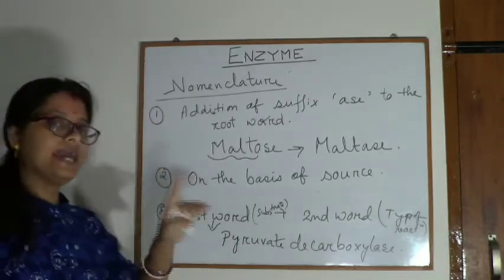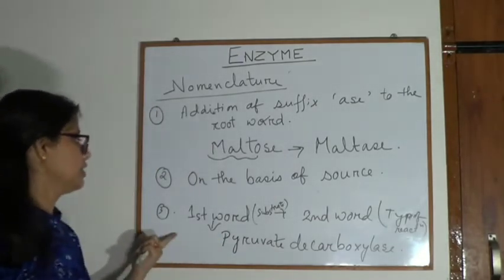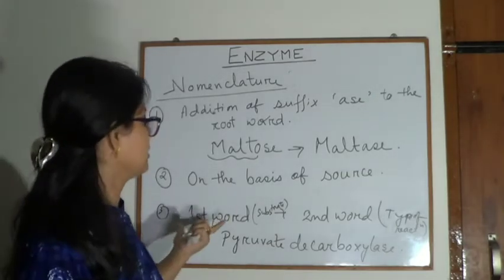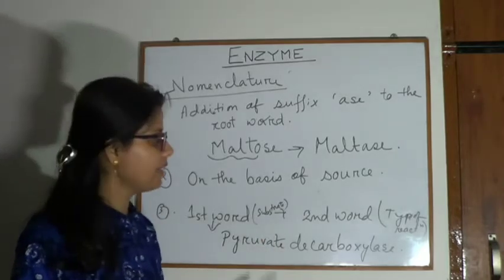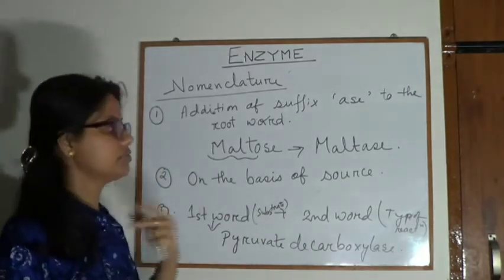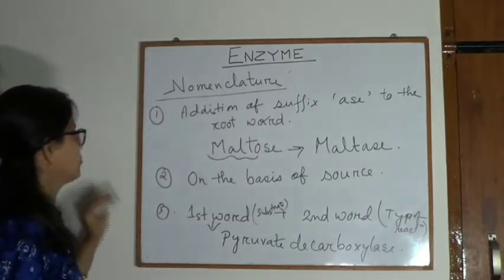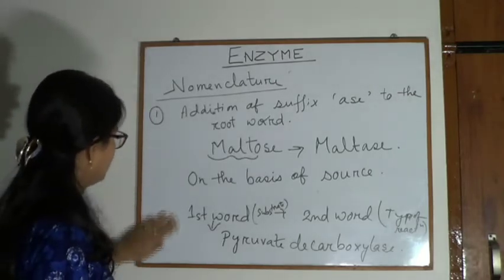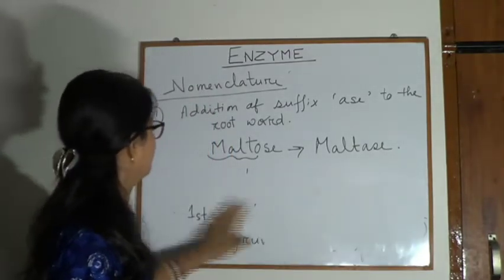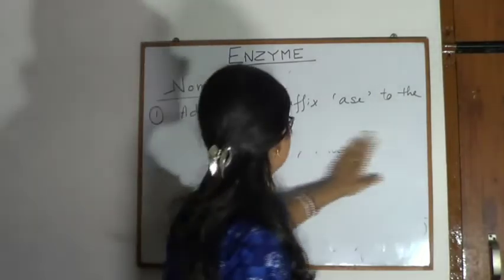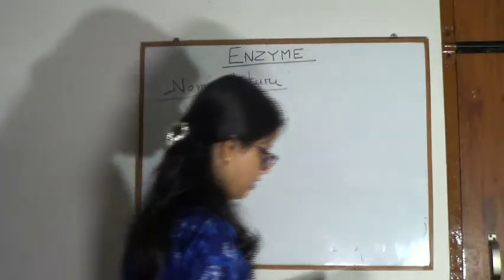These are some older rules: addition of suffix -ase to the root word, then on the basis of source. The third one is slightly modern: the first word is the substrate name, and the second word is the type of reaction. Then the fourth one is the most recent rule of nomenclature of enzymes.